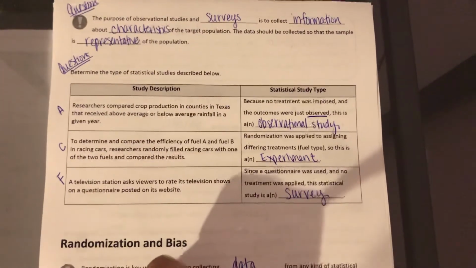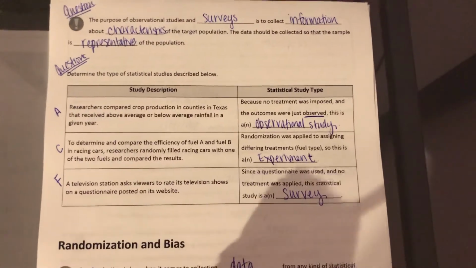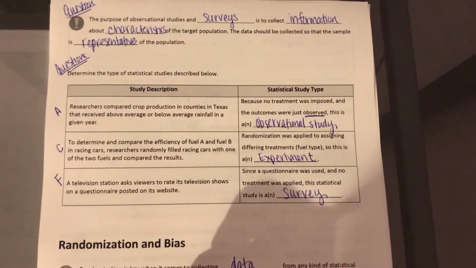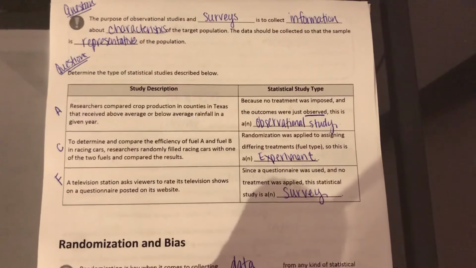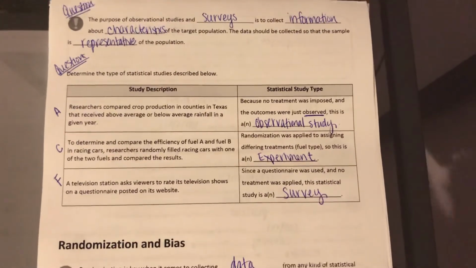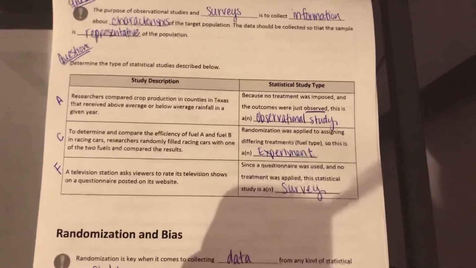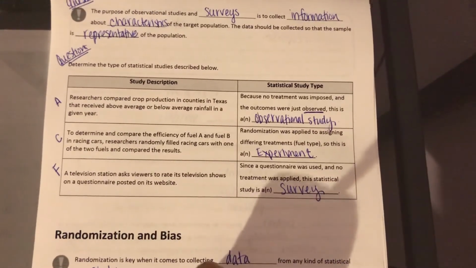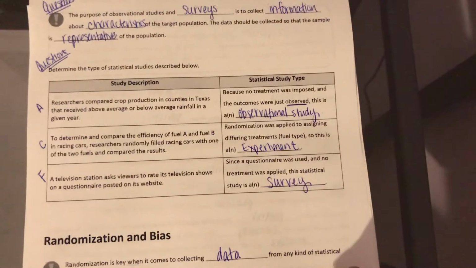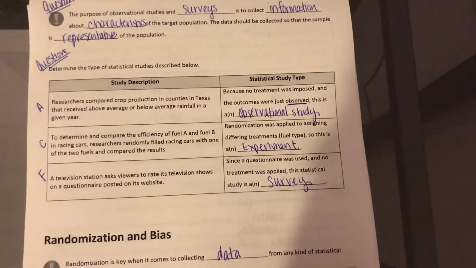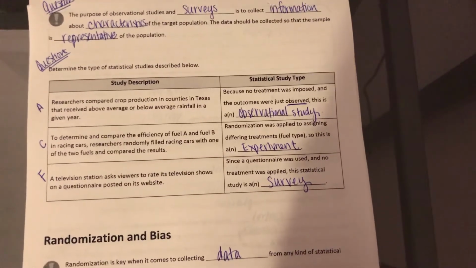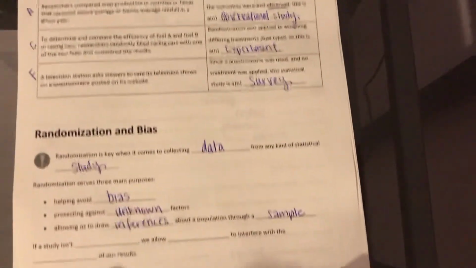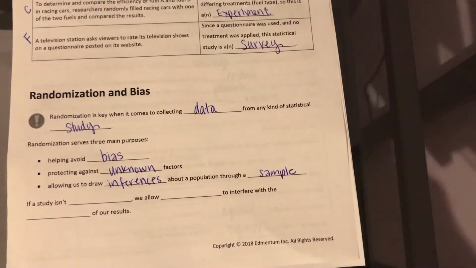It's going to help avoid bias. It's going to protect against unknown factors. It's going to allow us to draw inferences about a population through a sample. Oops, I just realized you can't see what I just said. Let me push this up. Copy that down. I'm going to just repeat it since it wasn't fully visible.